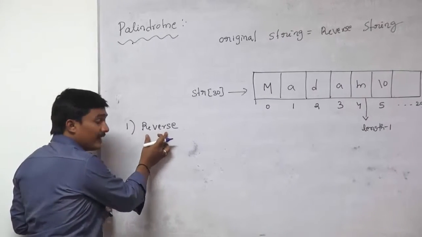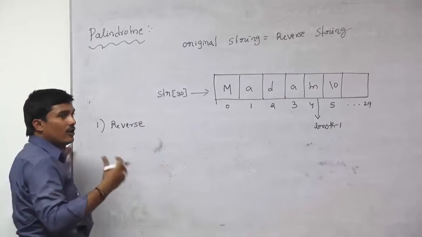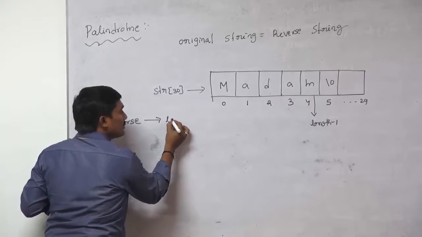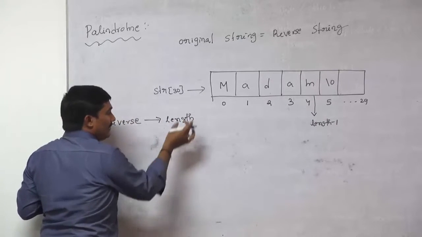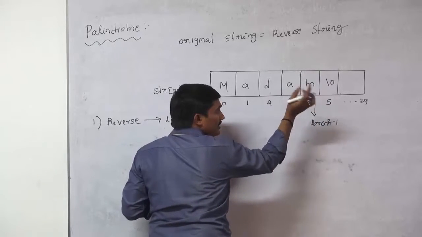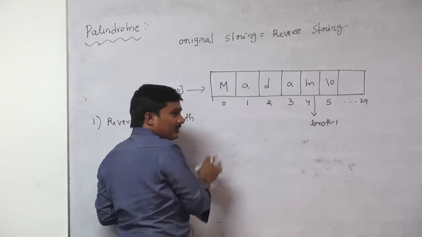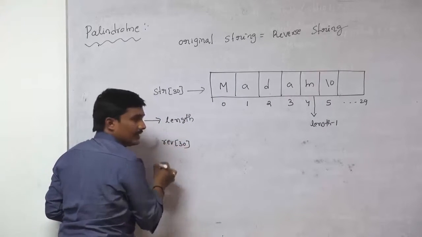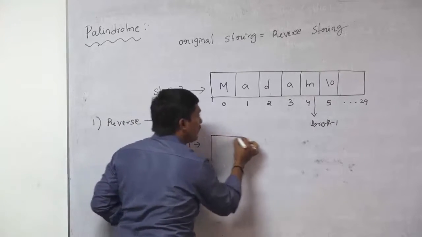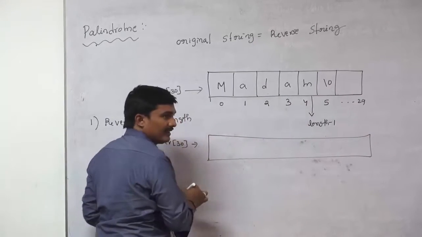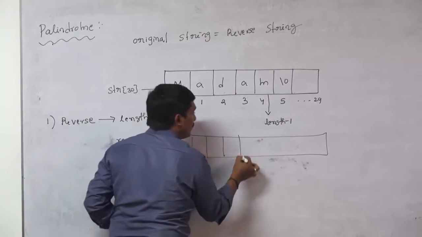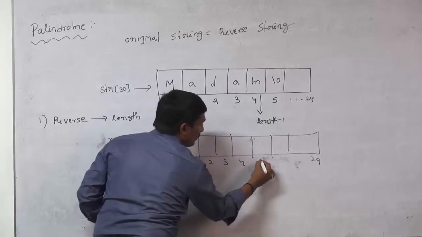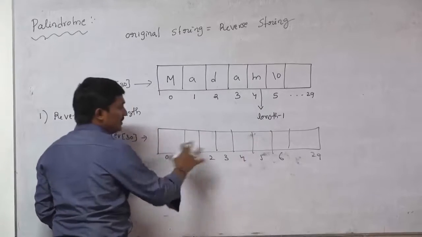first your job is to find what? Reverse. Already we know how to find the reverse. If you want to find the reverse, first we have to find the length. Then you start from this position and copy the string into another one. Let's take reverse of 30. Reverse of 30 is assigned with this one. Let's take 1, 2, 3, 4, 5, 6, 7 up to 29. This is my reverse string.